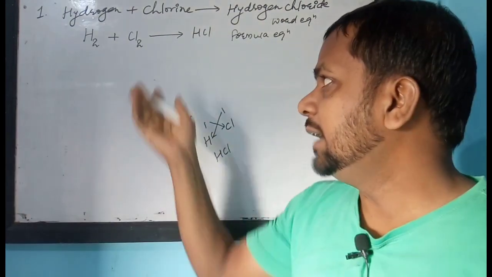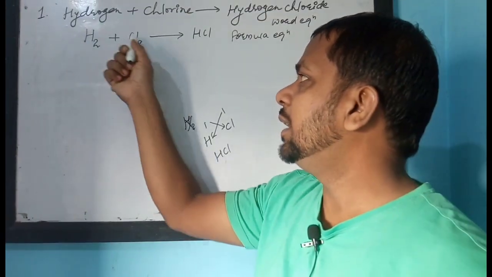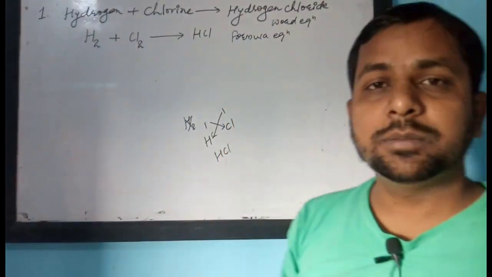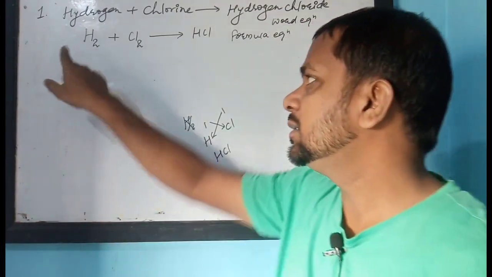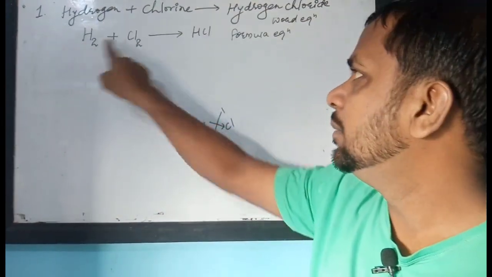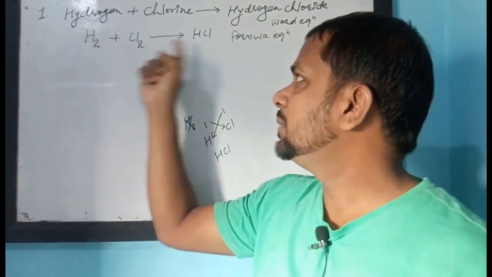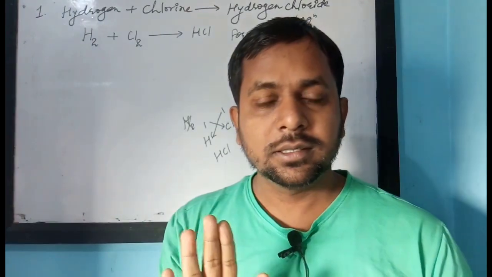And one more thing I would like to add here. Let us see how many atoms of different reactants and how many atoms of different products are there. Are they balanced or not? Let us observe. Here are 2 atoms of hydrogen, but here only 1 hydrogen atom. Here 2 chlorine atoms, here only 1 chlorine atom. It means this equation is not balanced.